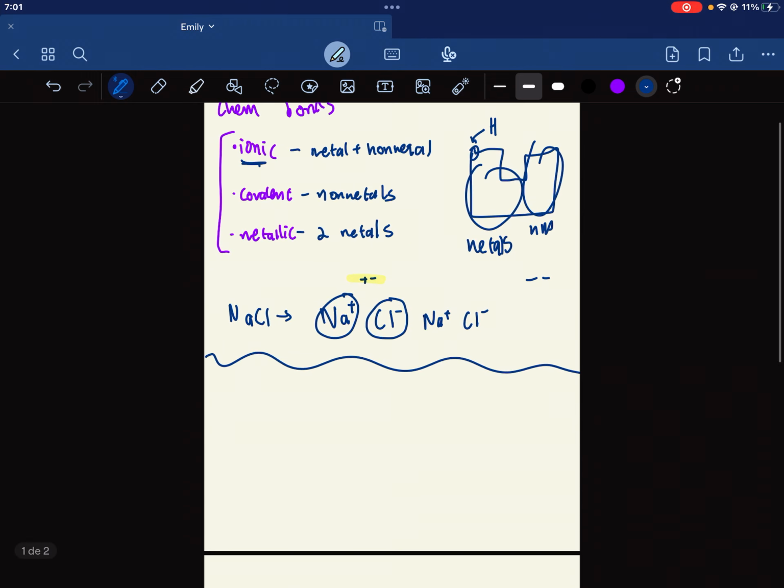Metallic, not super relevant here. Covalent is what we're really talking about. So in covalent, spelling's hard. Well, in covalent, I have something like this.